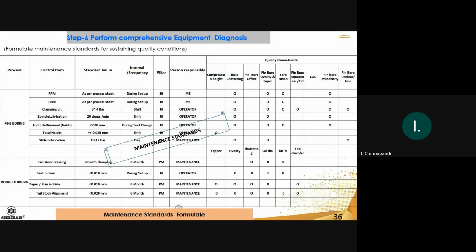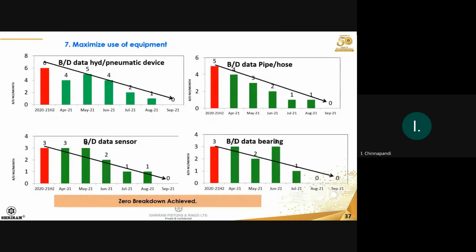And this is a standard, for example, RPM for the machine we are using, the clamping feed we have to maintain, spindle lubrication we have to maintain. This is basically the mapping for the maintenance standard. Next. Once we maintain all these things, these are the results. This is a very old presentation which we gave for a TPM audit. Once we adopt all these 7 techniques, you can bring your breakdowns down. Next.